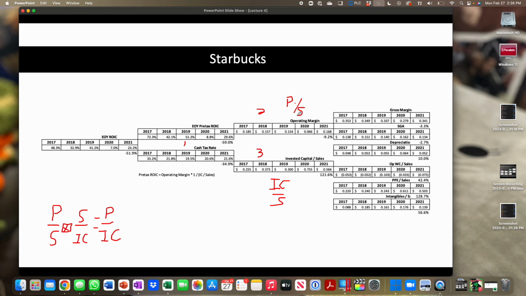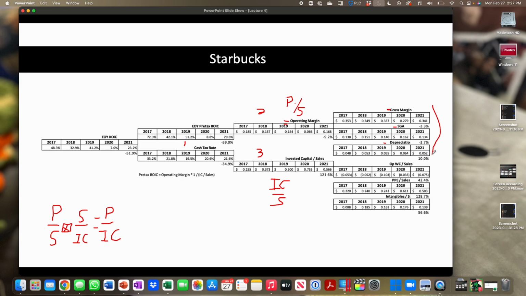Second level drivers. Why did the operating margin, which was in 2017 at 18.3%, fall in 2021 to 16.8%? Now we're going to go to the income statement. And I told you there are three things in the income statement that drive operating margin. One, gross margin, minus spending on SG&A, minus depreciation, equals operating margin. So those second level drivers, these three things, explain the change in operating margin. So let's talk about gross margin.